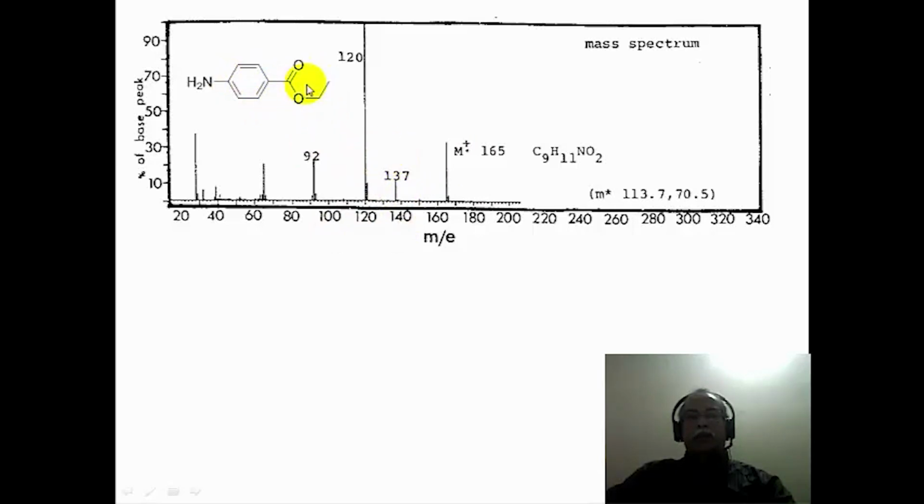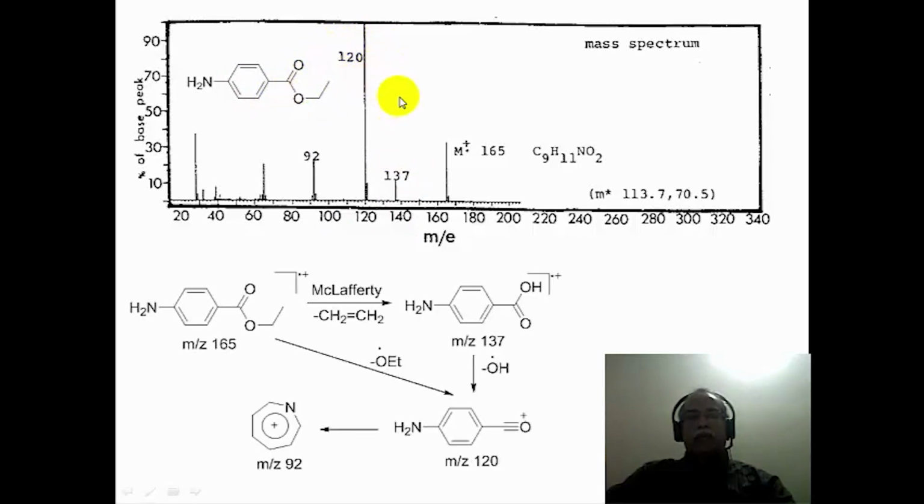This molecule can also lose an ethoxy radical to directly give a loss of 45 mass units to give the 120. The fragmentation pattern can be seen here. From the molecular ion, a McLafferty rearrangement gives the 137 fragment, namely para-aminobenzoic acid. From the para-aminobenzoic acid, one can lose the OH dot to give the acyl cation, or directly from the molecular ion, it can lose an ethoxy radical to give the same acyl cation in this particular case.